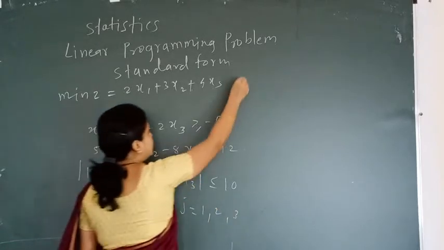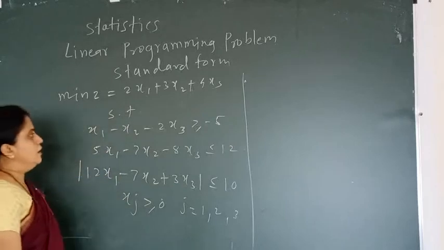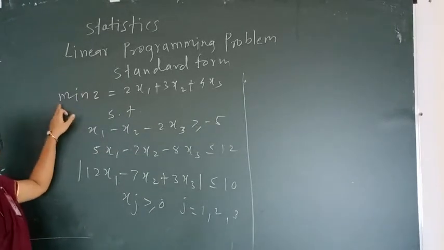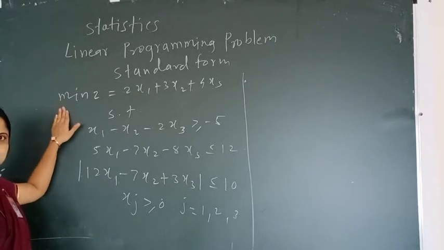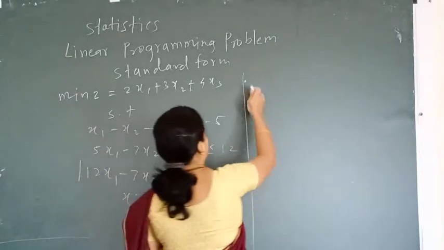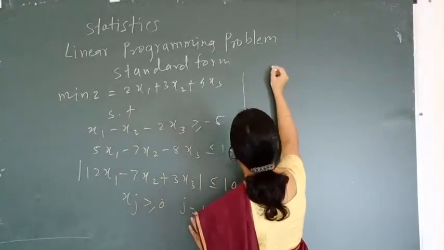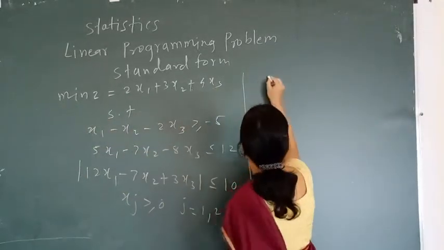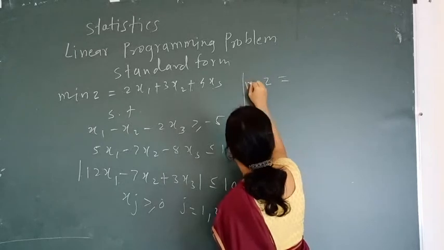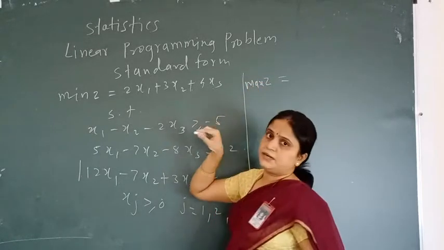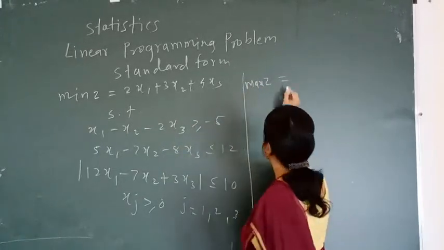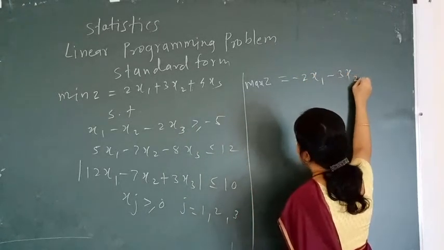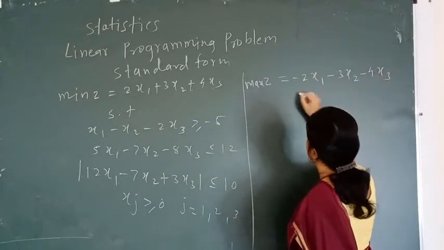Now I convert this to canonical form. To convert this problem to canonical form, I need to convert the objective function from minimization type to maximization type. So how do I convert it? I can multiply the objective function by -1, so that I can write maximize z equals minus 2x1 minus 3x2 minus 4x3.